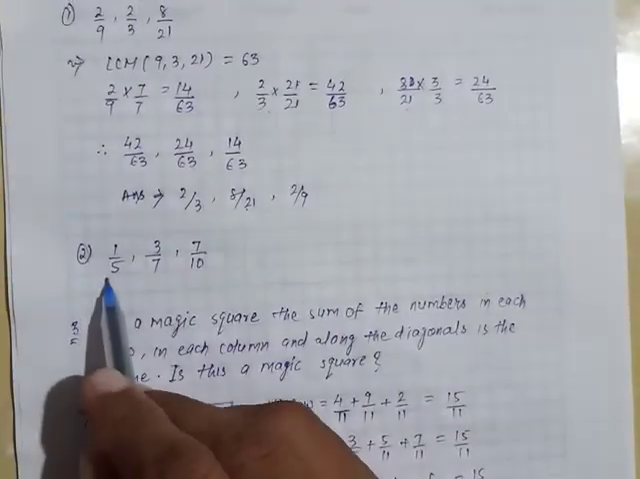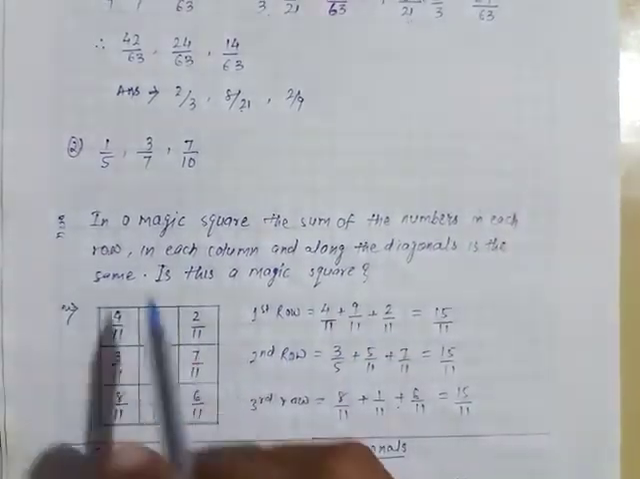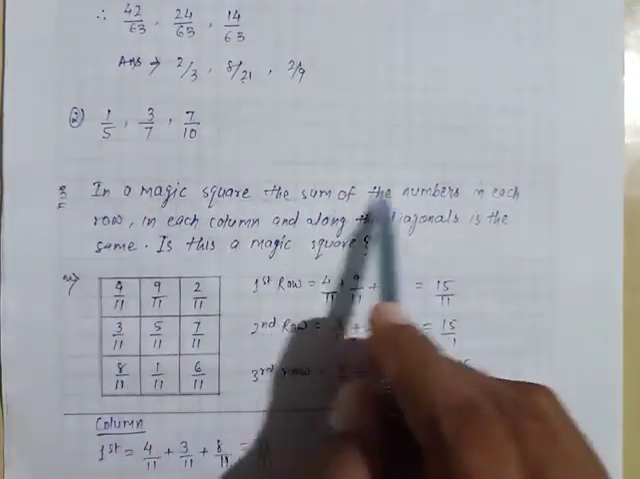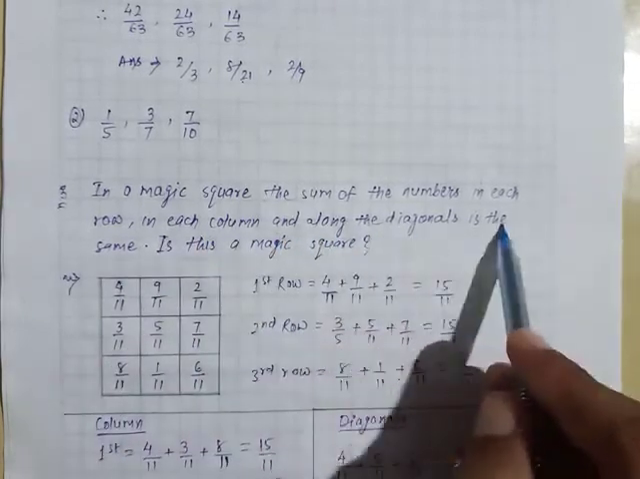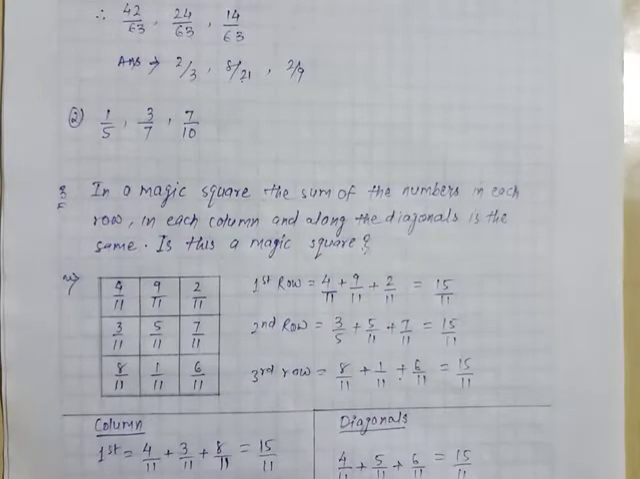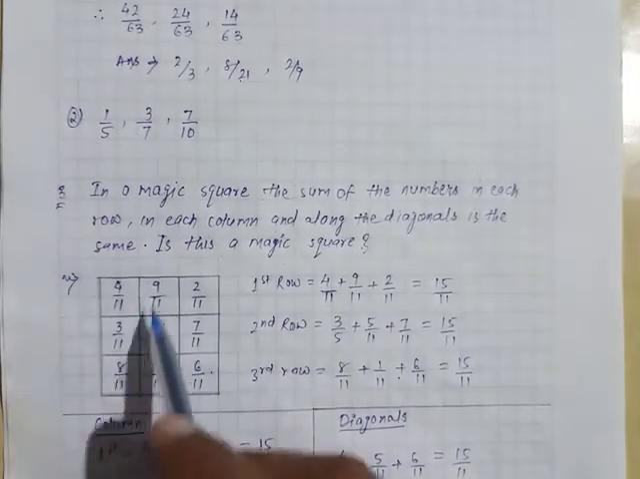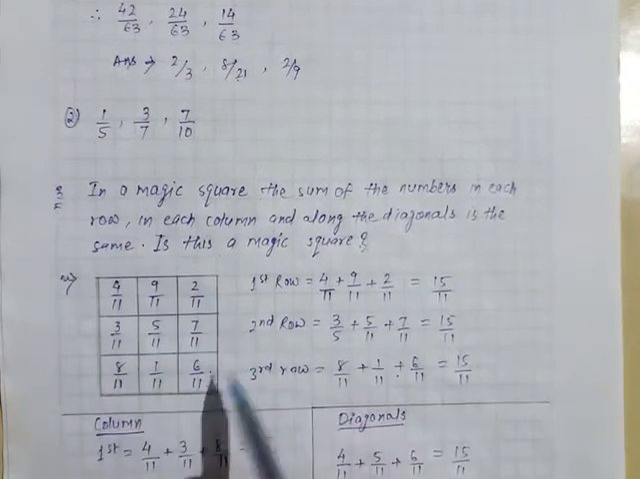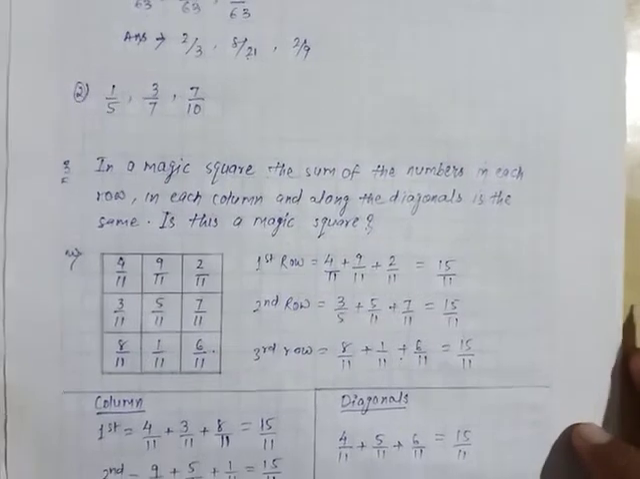See, question number 2 is for you as homework. Question number 3, in a magic square, the sum of the numbers in each row, in each column and along the diagonals is the same. Is this a magic square? See, if we add all the row parts and column parts as well as diagonal parts, and all have the same value, then it is a magic square.